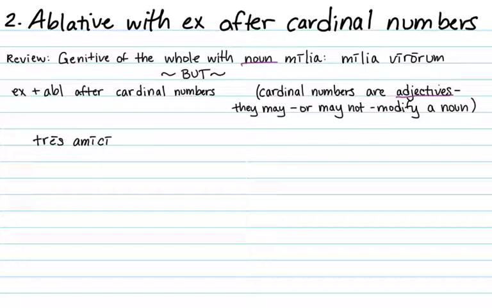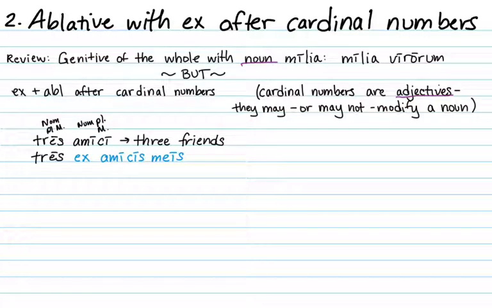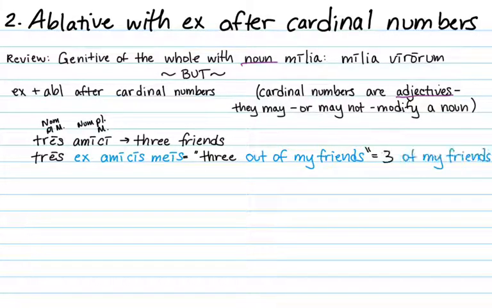So tres amici, let's just look at a normal straight up number as an adjective, which means 3 friends. Both of these are masculine nominative plural. Compare to the phrase tres ex amicis meis, which means 3 out of my friends, or in English we would just say 3 of my friends. Tres is an adjective, there is no noun that it is modifying, then we have the preposition ex, and then we have the ablative after the preposition ex.